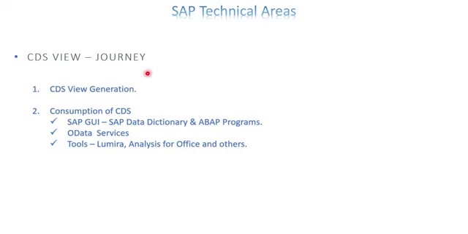Then I'm going to show you how to create CDS views, and the second point is how to make your CDS views ready for consumption. In a few things you don't want to do anything extra. For example, I have created a CDS view. Once you activate it, it's automatically available in the SAP data dictionary, SE11, or ABAP programs, SE38, SE24, SE37. You don't want to do anything extra.